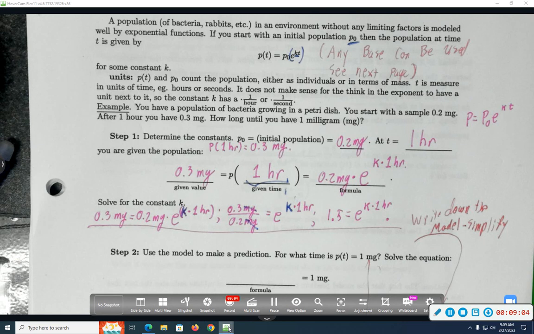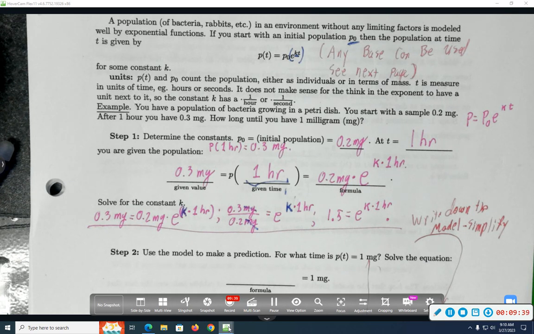So what can we do? What should we do next if we want to solve for K? Well, you look at the side that has the K on it, and you read off what happens to K. You start with K, you multiply it by 1 hour, then you raise e to that. So let's undo that. What undoes that? We're going to take the square root of K times 1 hour of both sides. Root is what you want there.